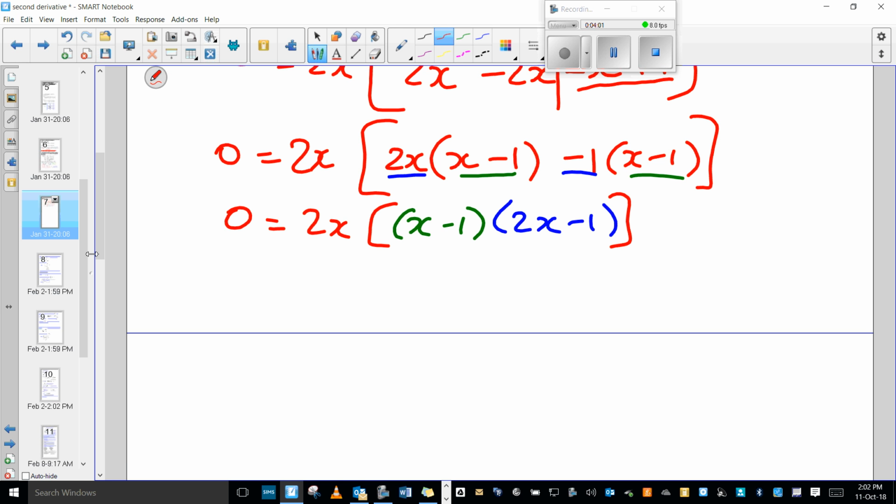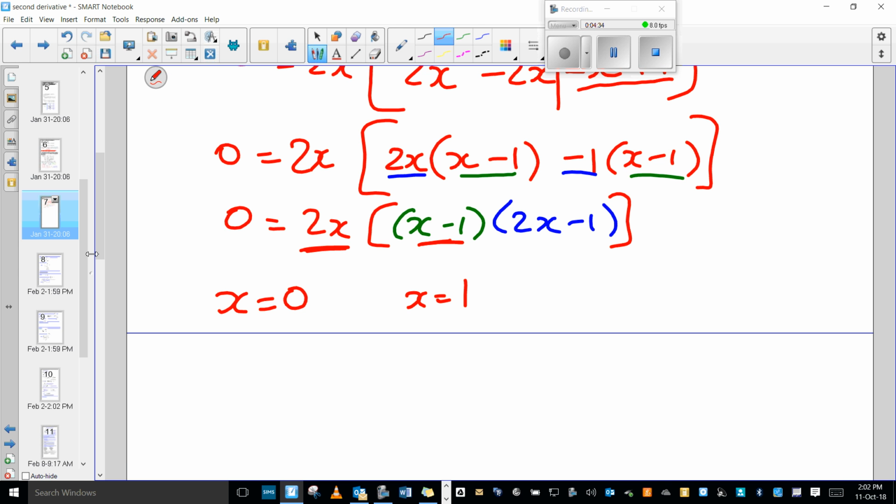Now what that means is that we've got 3. Remember I said that the number of stationary points tends to be 1 less than the power. So we started off with x to the power 4, which means we're going to have 3 stationary points. One of them is when this is equal to 0, so x equals 0 is one of them. One of them is when this is equal to 0, so x equals 1 is another one.